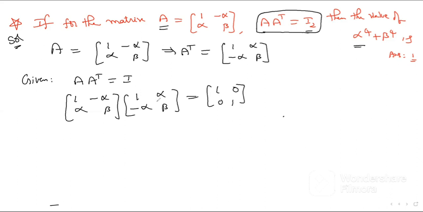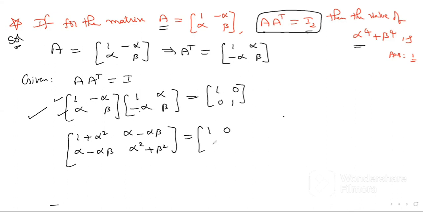Now we should multiply the 2 by 2 matrices. The first row multiplied with the first column gives 1 plus alpha square: 1 into 1, plus 1 minus alpha into minus alpha, plus alpha square. The first row multiplied with the second column gives alpha minus alpha beta. The second row multiplied with the first column gives alpha minus alpha beta. The second row multiplied with the second column gives alpha square plus beta square, equal to the unit matrix 1 0, 0 1. Let us observe these two matrices. These two are equal matrices, so we equate the corresponding elements.